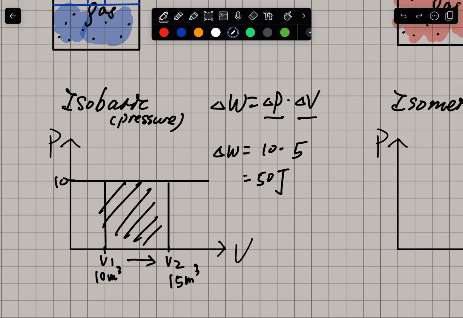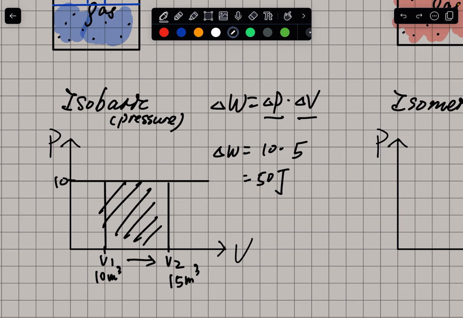In other words, the system loses some internal energy, because W is a component of the internal energy, right? Now I'm not adding delta W to my internal energy, delta U, but instead I'm subtracting it, right? So from this PV diagram, I calculate how much work the system did. And if I were to calculate delta U, this 50 joule must have a negative sign before it, okay? All right, so this is everything you need to know about the isobaric diagram, okay?